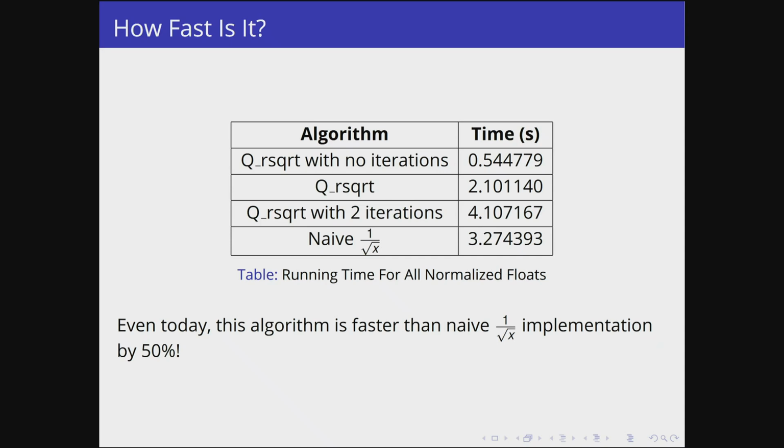If I add one iteration, which is the original implementation of the inverse square root, then it takes roughly 2 seconds. Another iteration almost doubles the time. And the naive implementation, which is just calculating 1 over square root using the library, takes around 3 seconds, which says that actually, even today, this implementation is faster by 50% than the naive implementation that everyone does.